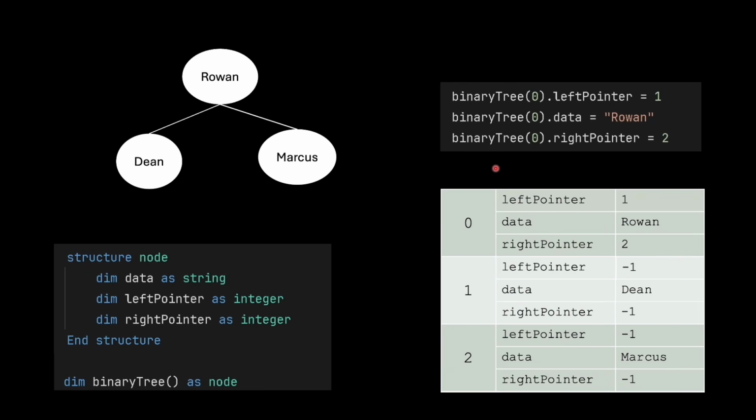So this is how we're going to assign the values. Binary tree index 0 dot left pointer is 1. Binary tree index 0 dot data is Rowan. Binary tree index 0 dot right pointer is 2. This process is quite similar to how we implemented a linked list. The only difference is we have one extra attribute now.